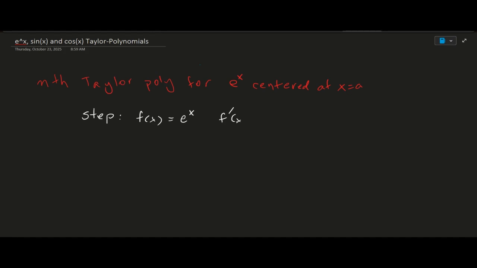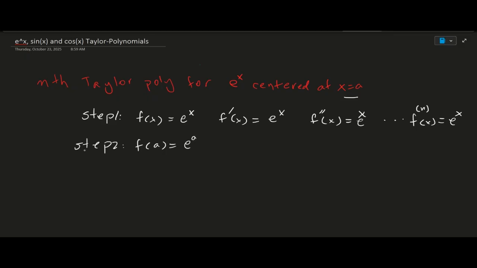So f prime of x is also e to the x. F double prime of x is e to the x. So I'm finding a general formula for the derivative. The nth derivative of f is also e to the x. Now step two, remember to evaluate the function at the point a.